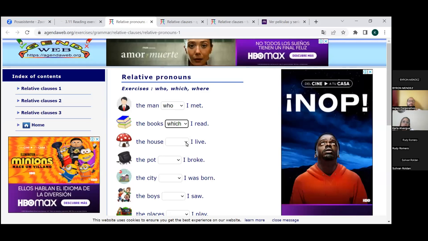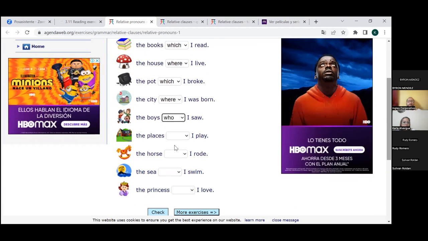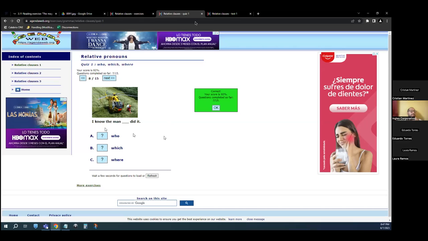About which the house means jarro, como jarro de barro. Ah, okay. The city where I was born. The place where. I know the man who did it. The village where I live is very quiet. Link, I don't know it.